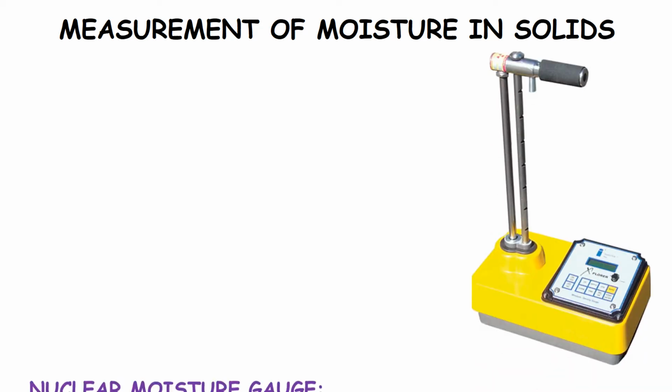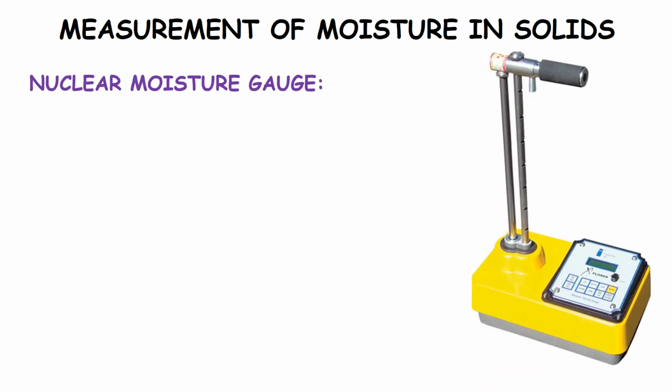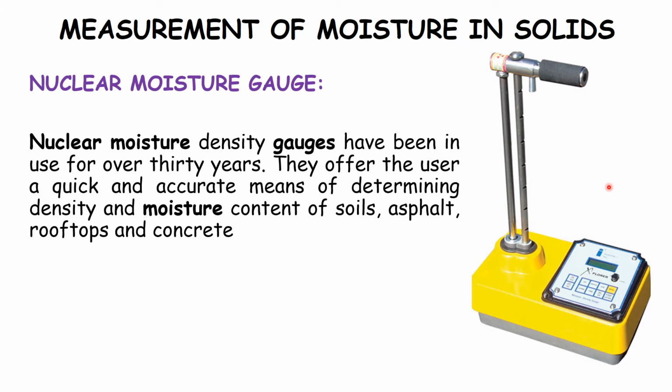Now, moving on to the moisture in solids, the first one we are going to see is the nuclear moisture gauge. Yes, the diagram given here is a real-time application-oriented diagram used in day-to-day industry. Nuclear moisture density gauges have been in use for over 30 years. They offer the user a quick and accurate means of determining density and moisture content of solids, asphalt, rooftops, and concrete.